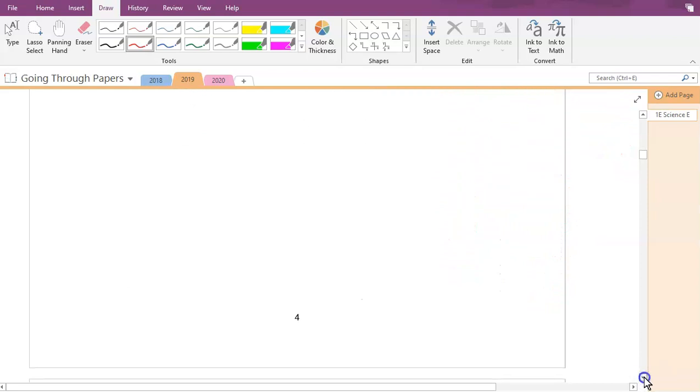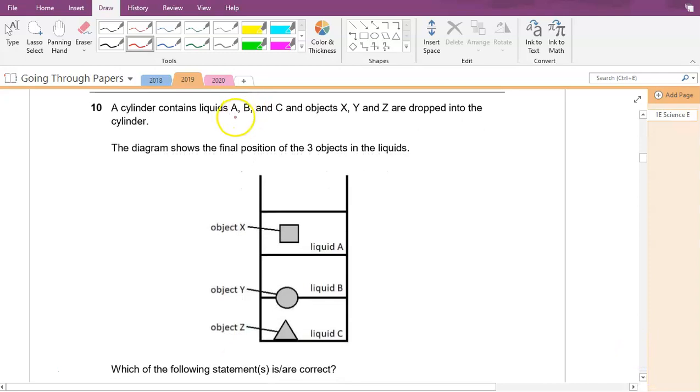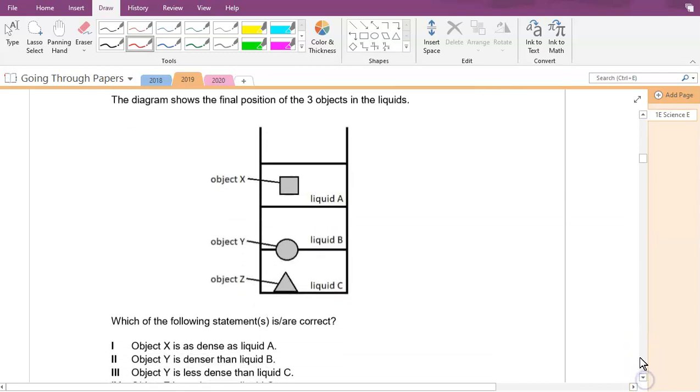Next one, question 10, I think. Last one. The cylinder contains liquids A, B, C, and objects X, Y, Z. The diagram shows the final three positions of the three objects. Which of the following statements are true? Now, I think the interesting thing here is you look at object X floating in the middle of liquid A.